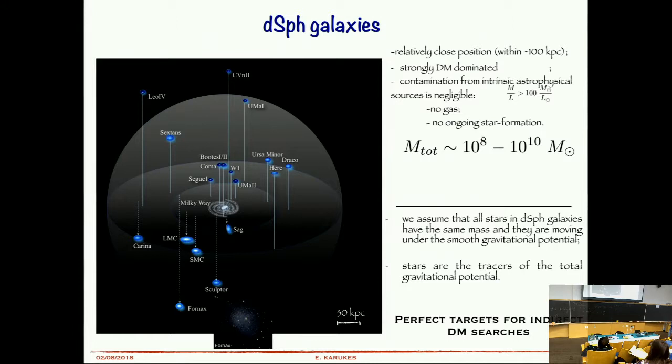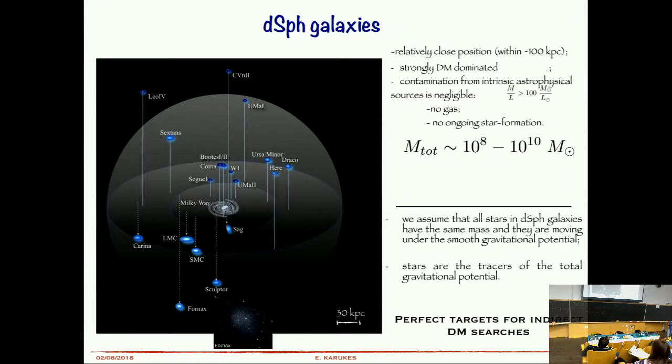And they are strongly dark matter dominated, and they just have few stars inside. They do not have any star formation, so usually they're considered to be dead objects. And the total mass ranges between these values, which is much smaller than, for example, a cluster of galaxies or even our own galaxy, so smaller than spiral galaxies.